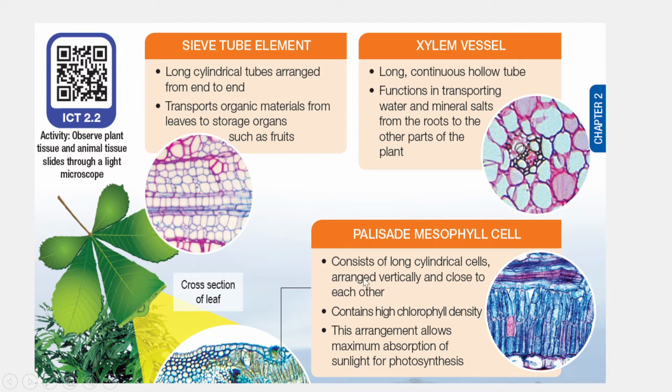Okay, and it is arranged vertically, closely packed one to another, which contains high chlorophyll density, and it is just beneath the upper epidermis. The purpose is to enable maximum absorption of sunlight for photosynthesis. Because we know, for example, this is where the sun is. So this place is very strategic for the palisade mesophyll cell to sit here to be exposed directly to the sunlight.